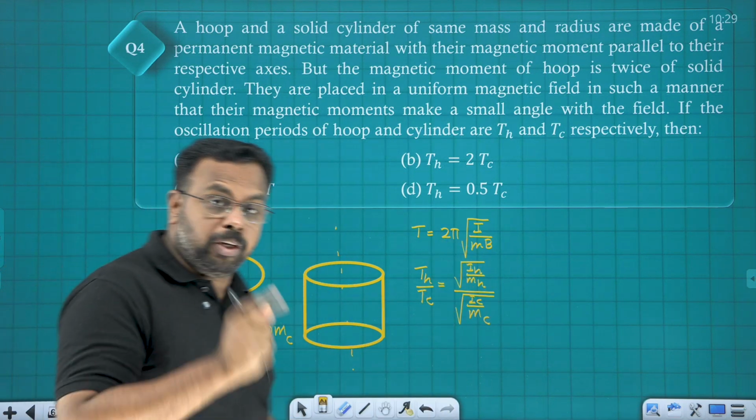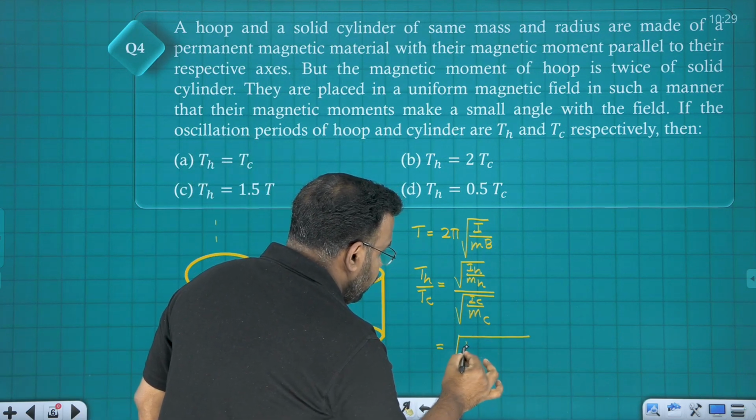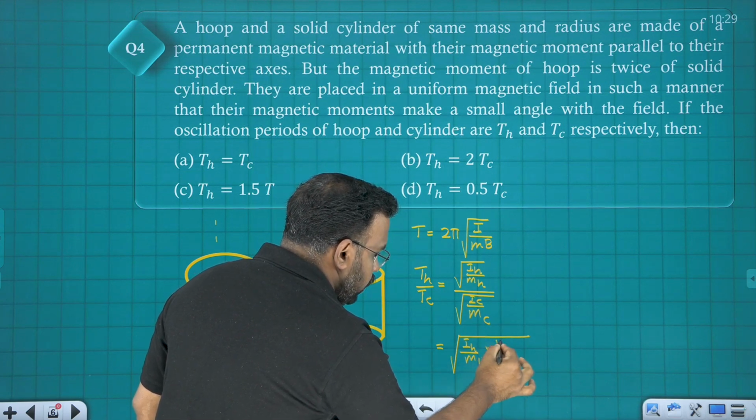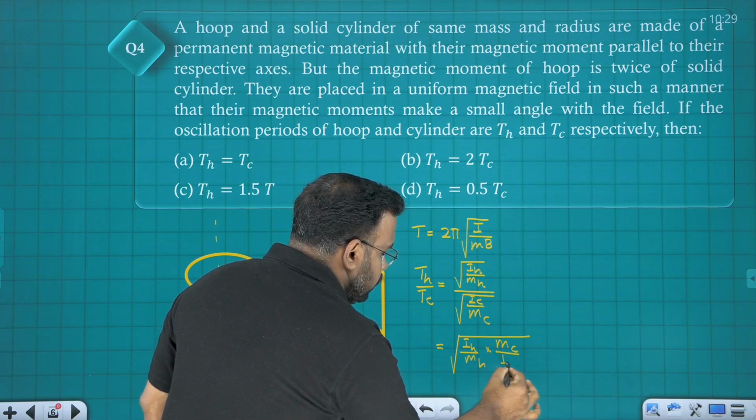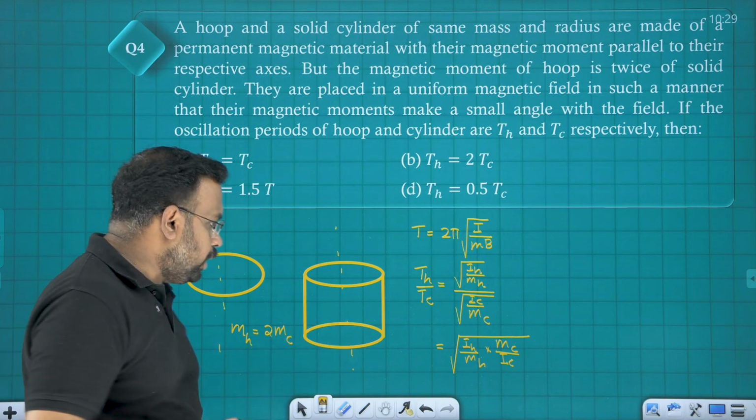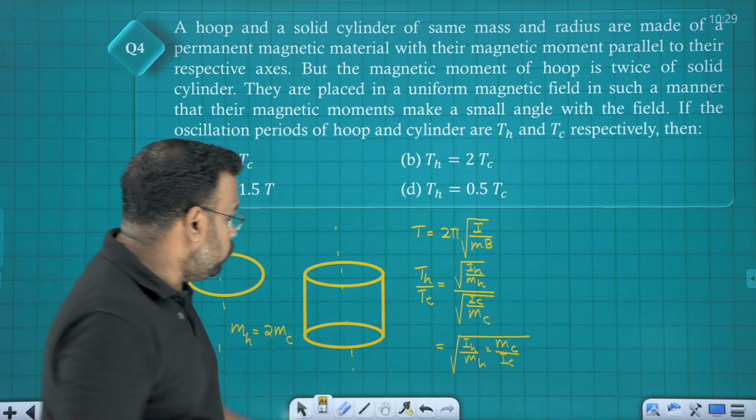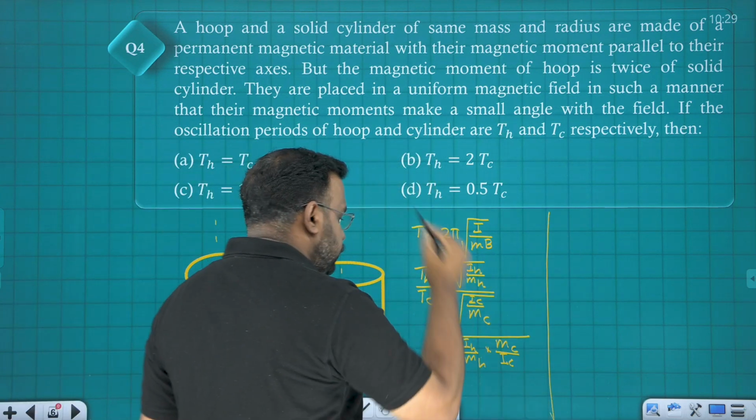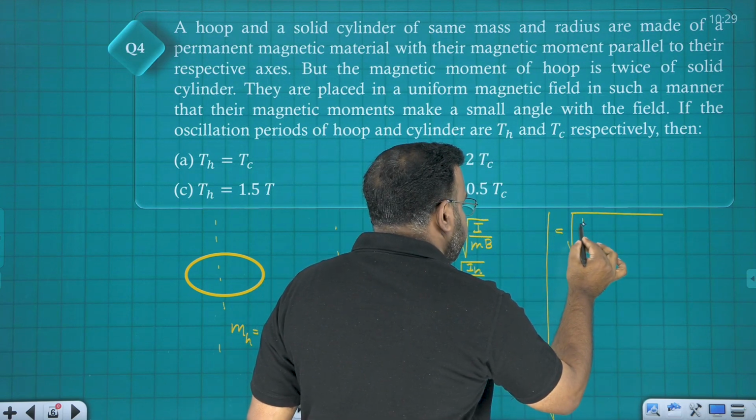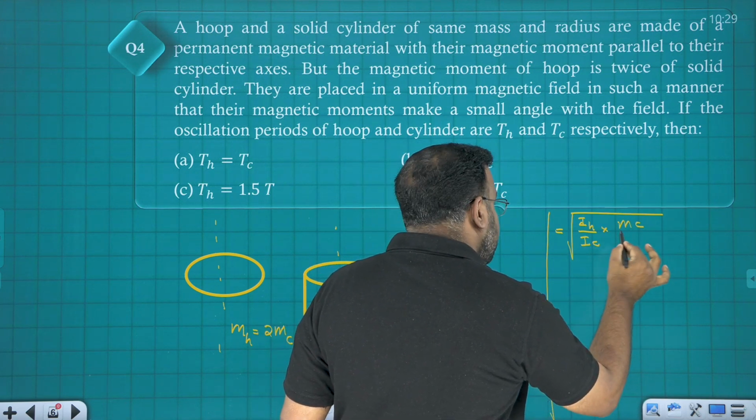Okay, remember I is moment of inertia, M is the magnetic moment. So if you are rewriting, how can we write it as root of IH by MH? This one you can take into the numerator, it will become MC by IC. Now the relation between MH and MC we have, that we can substitute. Now we need the relation between IH and IC, IH by IC. So we can write it as root of IH by IC into MC by MH.